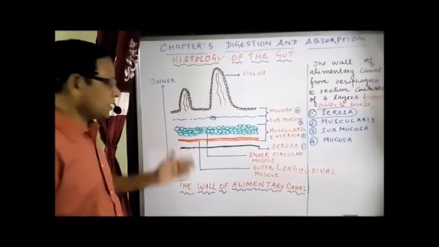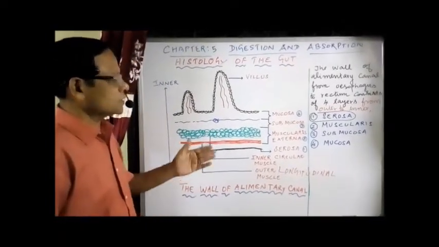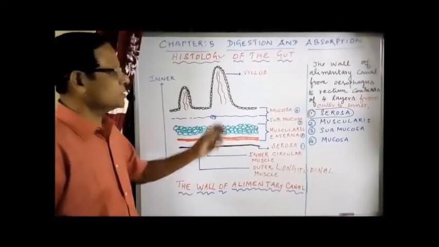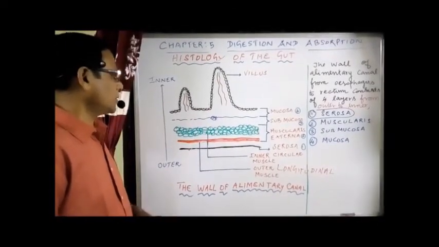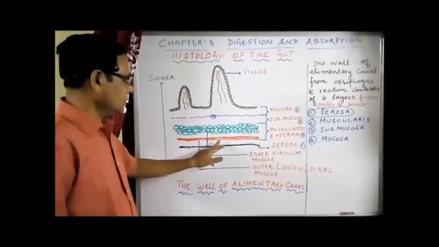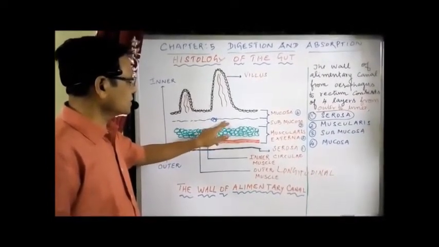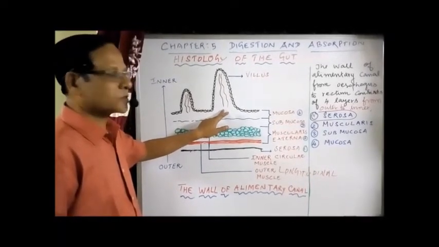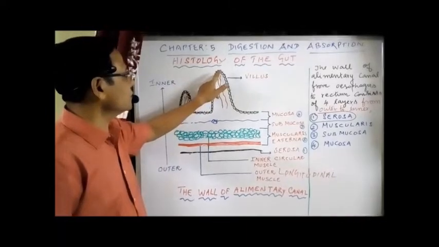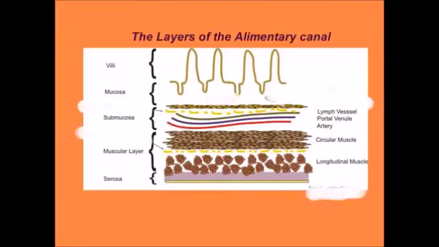So these are the different layers present in the wall of the alimentary canal, in the diagram. Now I'll explain what components are present in each layer and what role is played by each one. Let's see one by one. So, serosa, outer longitudinal, inner circular. This layer is called the submucosal layer. And the next one is the mucosa, which is produced into many finger-like projections called villi. Okay, let's continue.